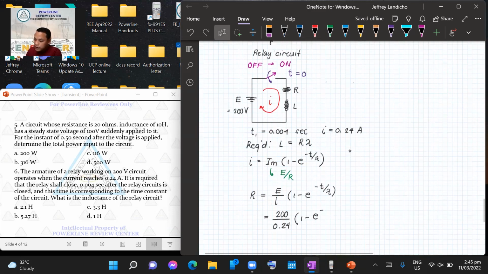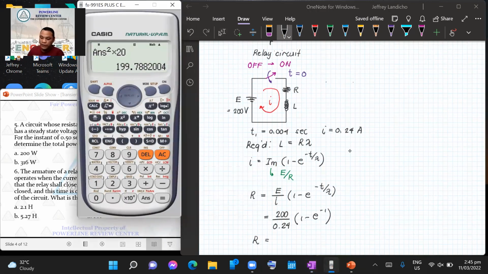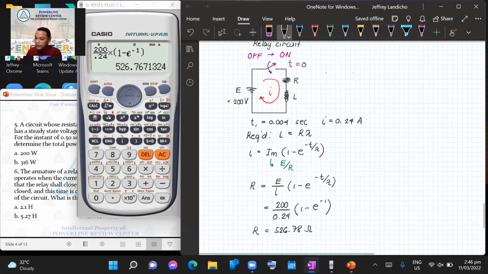So pwede ko na lang diretso yun. This is e raised to negative 1. So we have now the corresponding resistance. So this would be the resistance of our circuit, 200 over the required current times the quantity 1 minus e of negative 1 na lang. So meron ka ng resistance of the coil, 526.78 ohms.